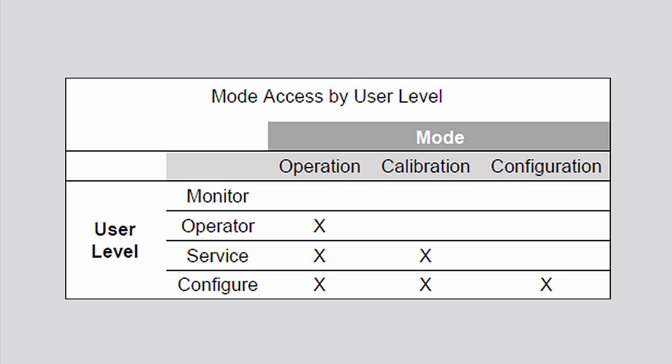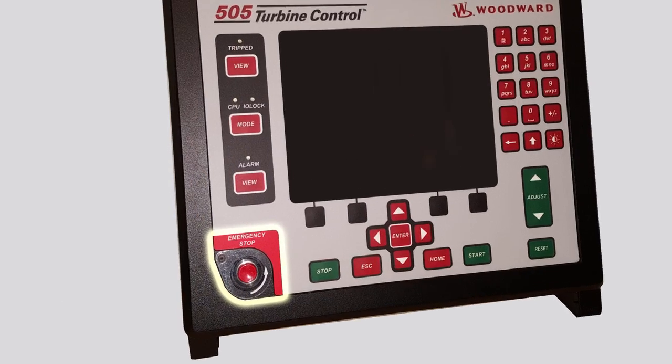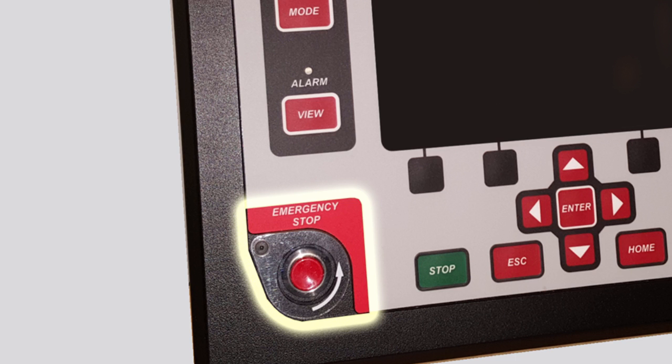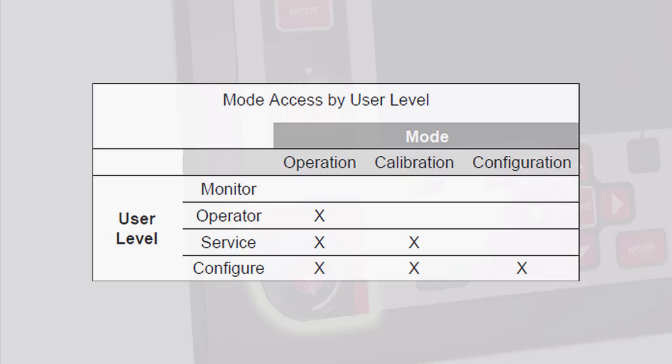These different user levels also ensure that only appropriate users are allowed entry into the calibration and configuration modes. Please note, however, that the emergency stop function is always available to all user levels. Let's begin with an explanation of each user level's permissions.